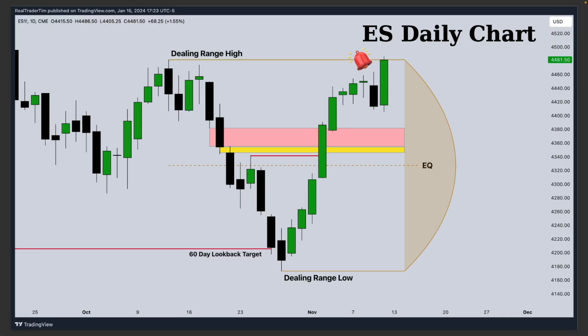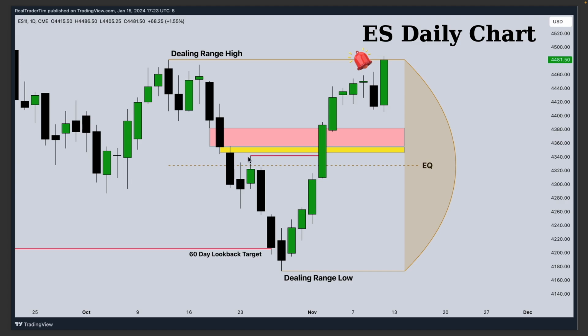Now, let's stick with this dealing range and see what occurred. And this is when we start to blend some of these concepts together and we can really see what's going on. So everything we already discussed with what occurred down here after purging that 60-day look back target, what occurs as we move into a premium of this dealing range?